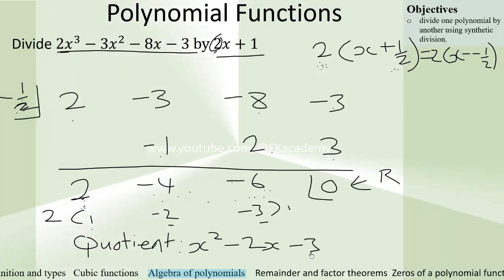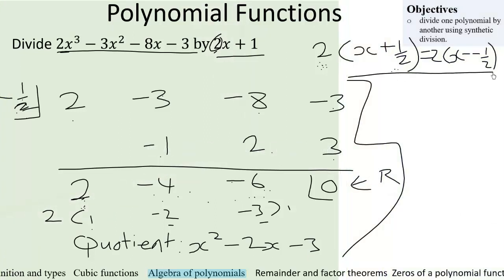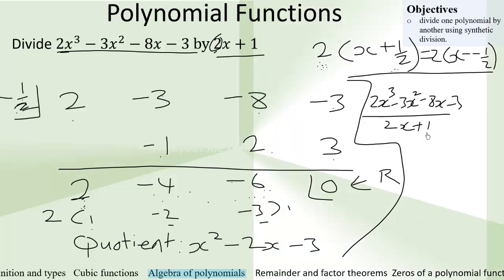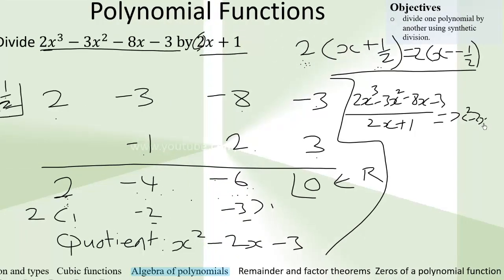That's the quotient. So when we divide the polynomial, let me write the result here. 2x cubed minus 3x squared minus 8x minus 3 divided by 2x plus 1 is equal to x squared minus 2x minus 3. So that is the result. 0 over 2x plus 1 is still 0.